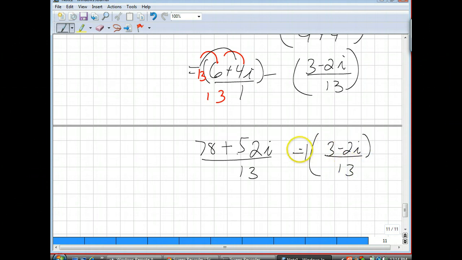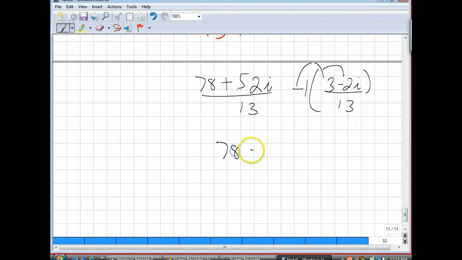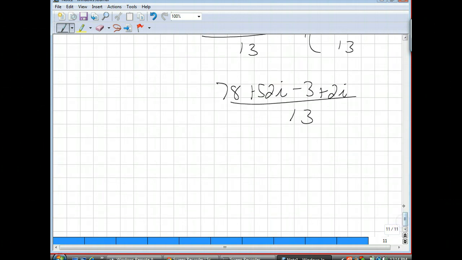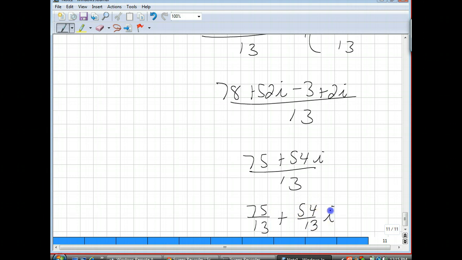Now I have to distribute this negative through here. So I get 78 plus 52i minus 3 plus 2i all over 13. So I get 75 plus 54i all over 13. And to break that up into the real part and the imaginary part, that's our final answer.